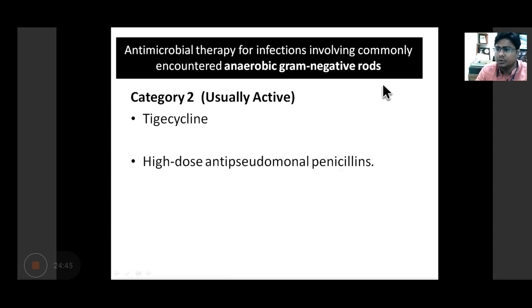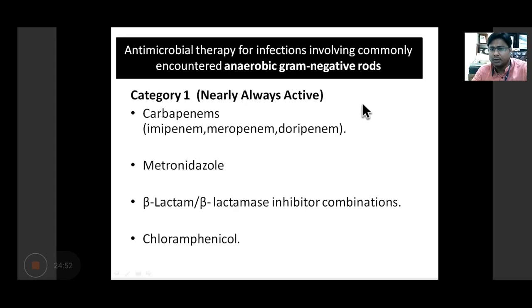Here I am expecting you to just remember the names of the drugs so that you know what the drugs are which are available for the treatment of anaerobic infection. It doesn't matter whether you know the category wise treatment or not, but at least remember these names. Like in category 1, where anaerobes are very, very active, here we can use these drugs like carbapenem, metronidazole, beta-lactam and beta-lactamase inhibitor combinations, like amoxicillin clavulanic acid, piperacillin tazobactam combination, or ampicillin sulbactam combination, and broad spectrum antibiotics like chloramphenicol.